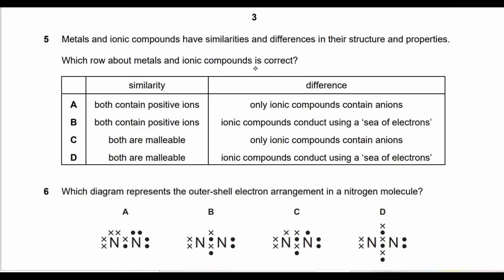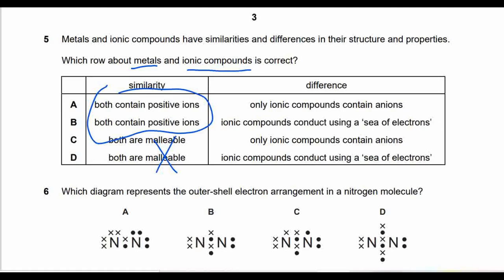Question number 5. Metals and ionic compounds have similarities and differences in their structures and properties. Which row about metals and ionic compounds is correct? So we compare metal and ionic compound. Both have positive ions, so it should be correct. Both are malleable? Not only metals are malleable, so this is not correct.